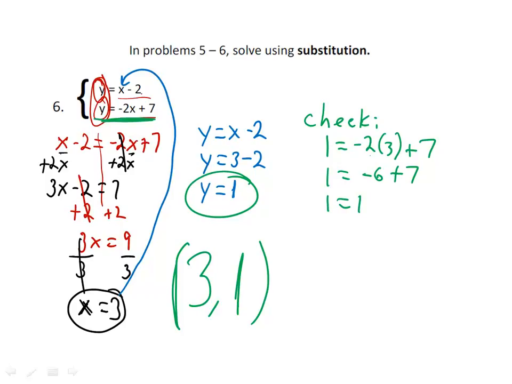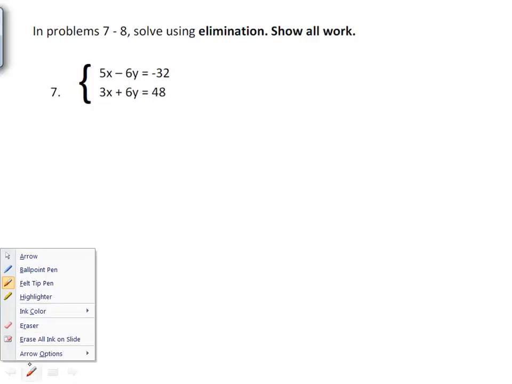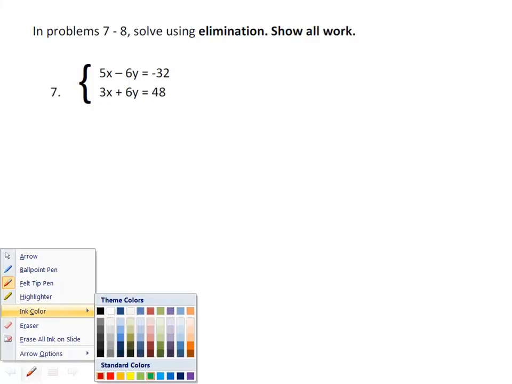Now, that's solving by substitution, where both the equations are solved for the same variable. All right. Let's look at our next one. It says problem 7-8. Solve using elimination. Show all work. So here we go.